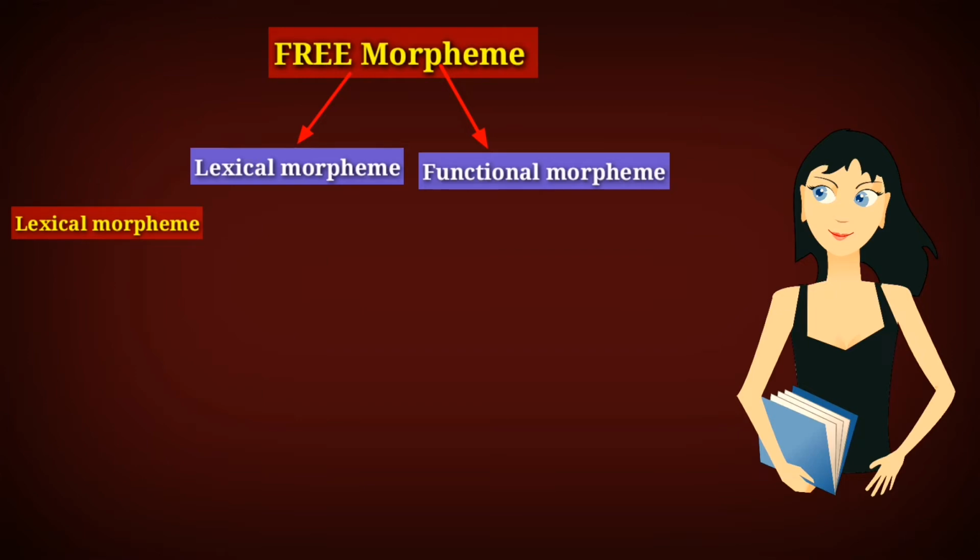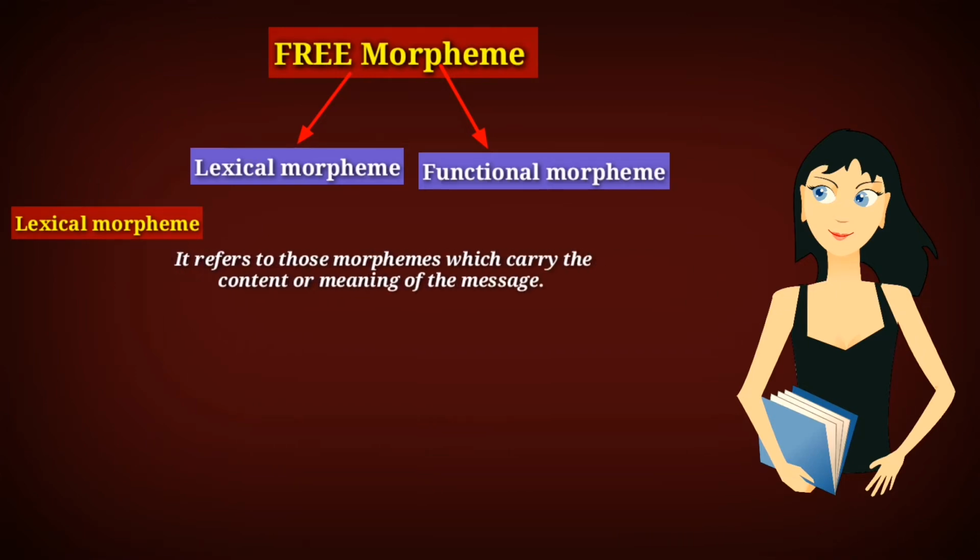Lexical morpheme. It refers to those morphemes which carry the content or meaning of the message. What does it mean? Simply, it means that in a sentence not all words convey our message, but some words consist of meaning or content, so they are called lexical morphemes. The question must be arising in your mind: what are those words which come in the category of lexical morphemes? They are nouns, adjectives, and verbs. So simply you can say these are the words that come in the category of lexical morphemes.